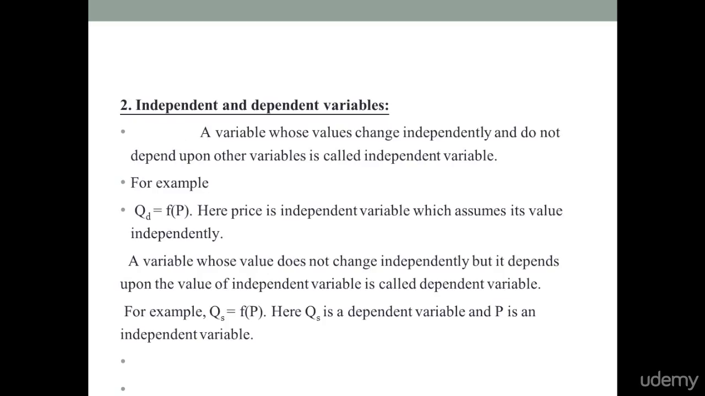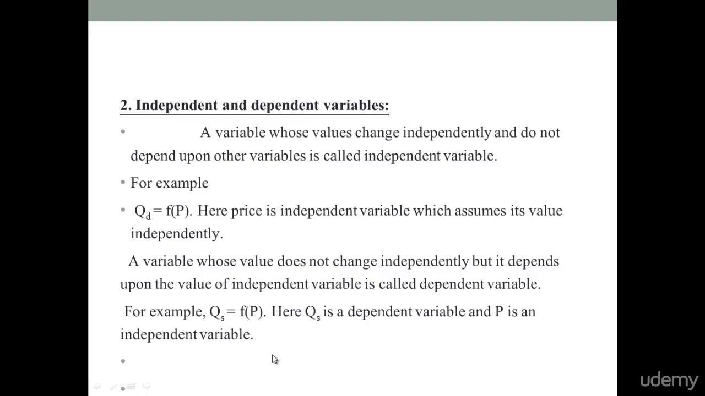What are independent and dependent variables? First is the independent variable. A variable whose values change independently and do not depend upon other variables is called an independent variable. For example, students, quantity demanded is a function of price. Here, price is the independent variable which assumes its value independently, because when price increases, then quantity demanded will decrease. When price decreases, then quantity demanded will increase. So it has an inverse relationship.